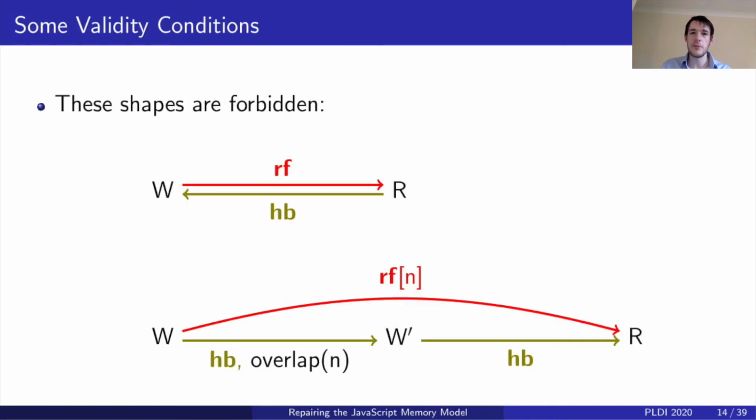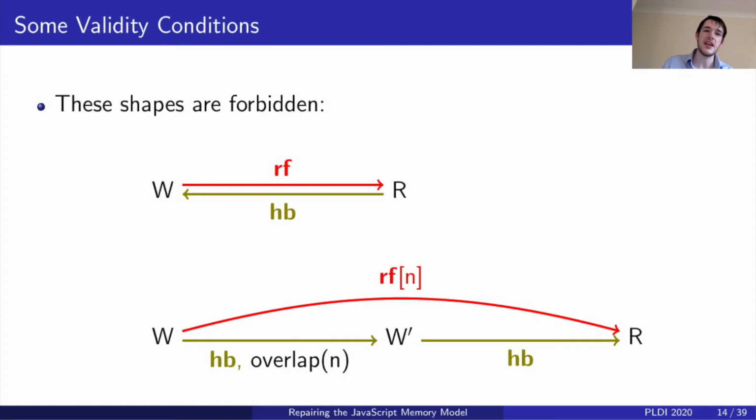So here's what the model must check in terms of happens before. A candidate execution is not valid if either of these two shapes appear. Now the first shape ensures that a read may not get its value from a write that takes place in the future according to happens before.